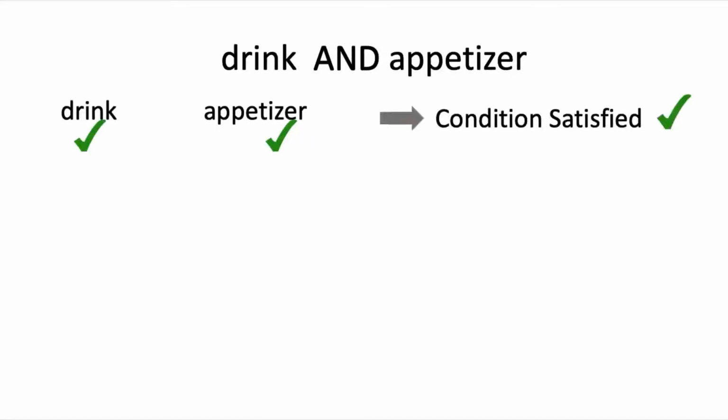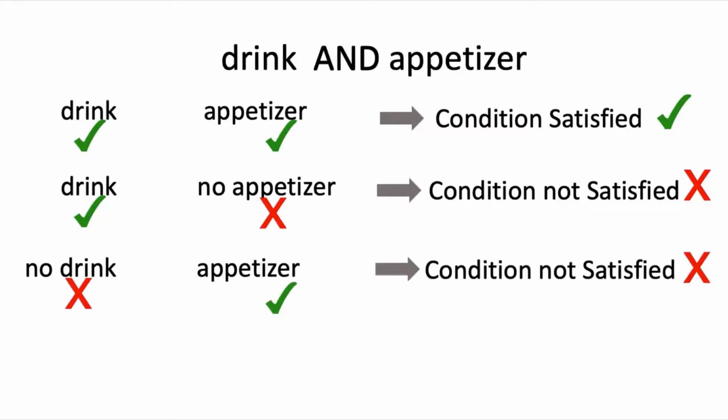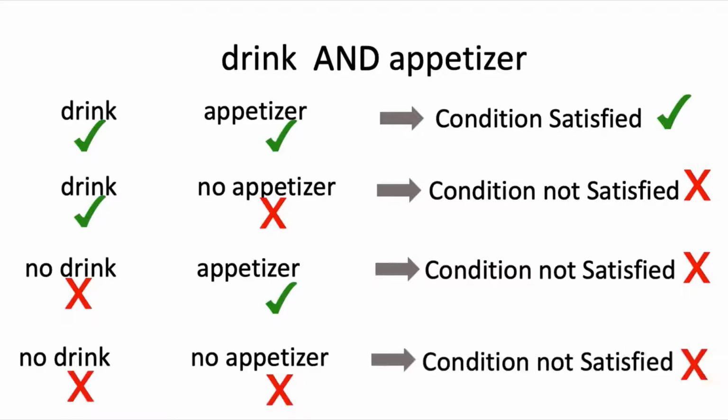So if you brought a drink and an appetizer, the AND condition is satisfied. If you brought a drink and no appetizer, the AND condition is not satisfied. If you brought no drink and an appetizer, the AND condition is not satisfied. And if you brought no drink and no appetizer, then the AND condition is also not satisfied.